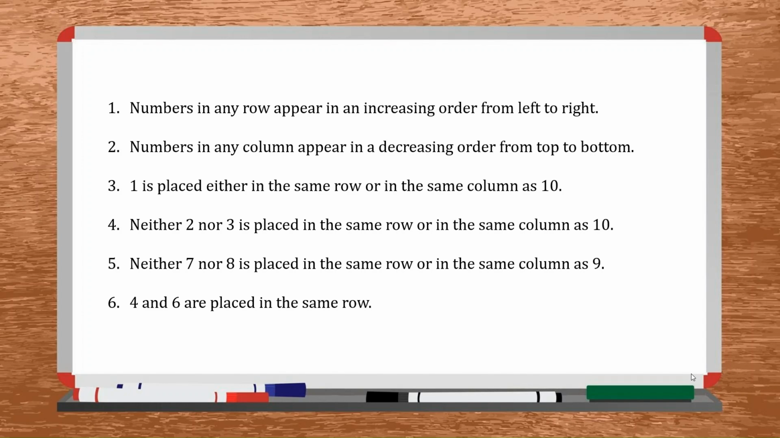Then we have certain cases as well, like 1, it's either placed in the same row or in the same column as 10. So 1 and 10, they go in the same row or same column. 2 or 3, they don't go in the same column or row as 10. Then same with 7 and 8, they don't go in the same row or column as 9. And 4 and 6, they go together in the same row.